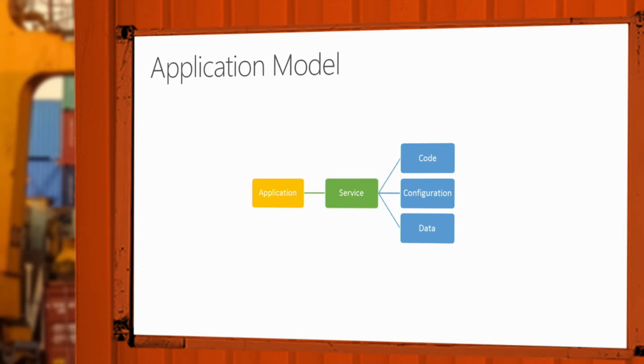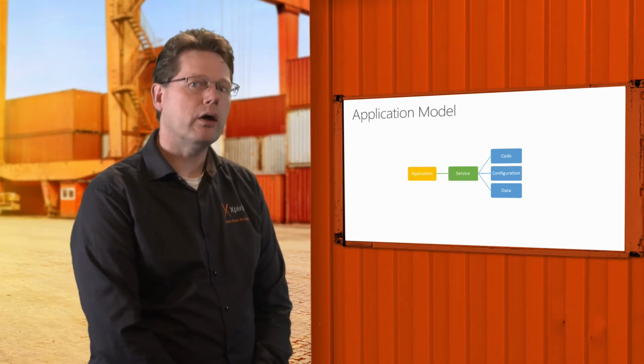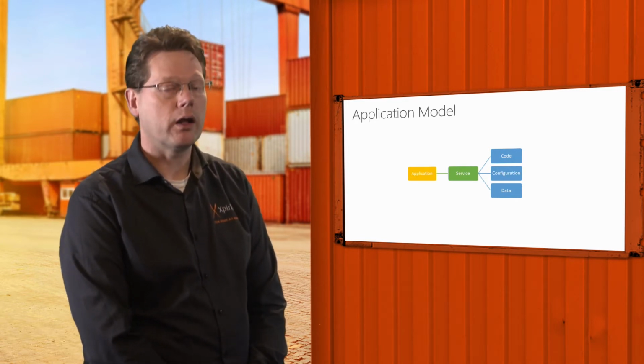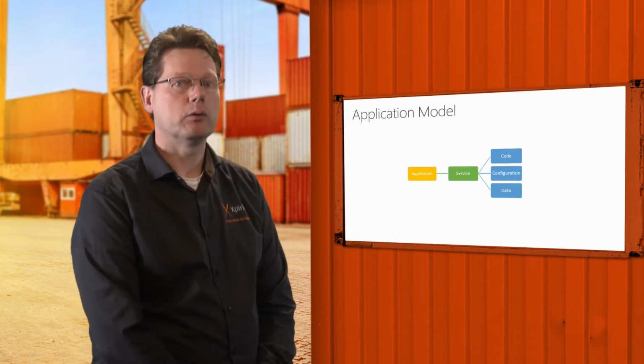Service Fabric requires you to understand the concept of the application model. Service Fabric applications consist of one or more services that work together to automate a business process. A service is an executable that runs independently of other services and is composed out of code, configuration, and data. Each element is separately versioned and deployable.